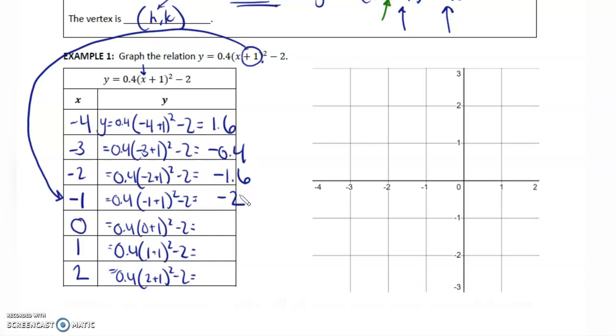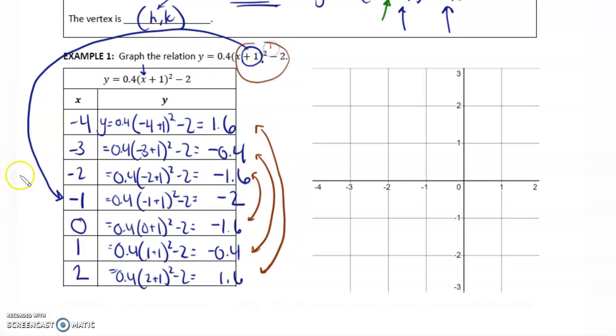And then this time, we should be going back up. Okay, we get −1.6. We get −0.4. And then we get 1.6. Okay, you're going to be able to see this symmetry right here as long as you have centered the vertex. So as long as you've put the vertex here, you're going to see the symmetry.